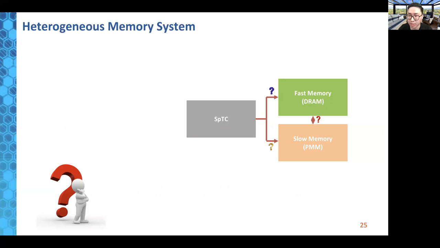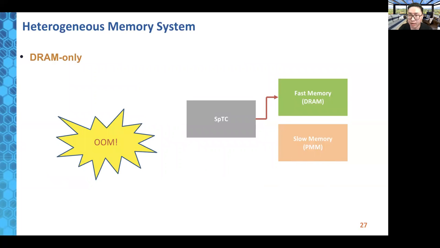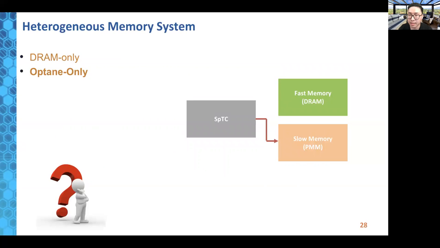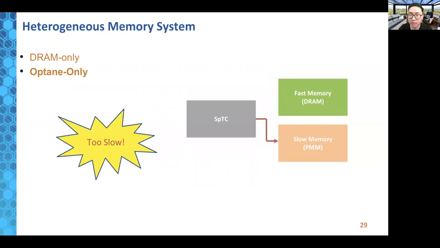Currently, there are some solutions. The first natural solution is to deploy the whole computation on DRAM. We call it DRAM only. This approach can achieve the optimal performance. However, it has a big problem: the computation easily runs out of memory, and the program crashes. The second natural approach is to deploy the whole computation on PM, namely PM only. However, this approach is too slow.